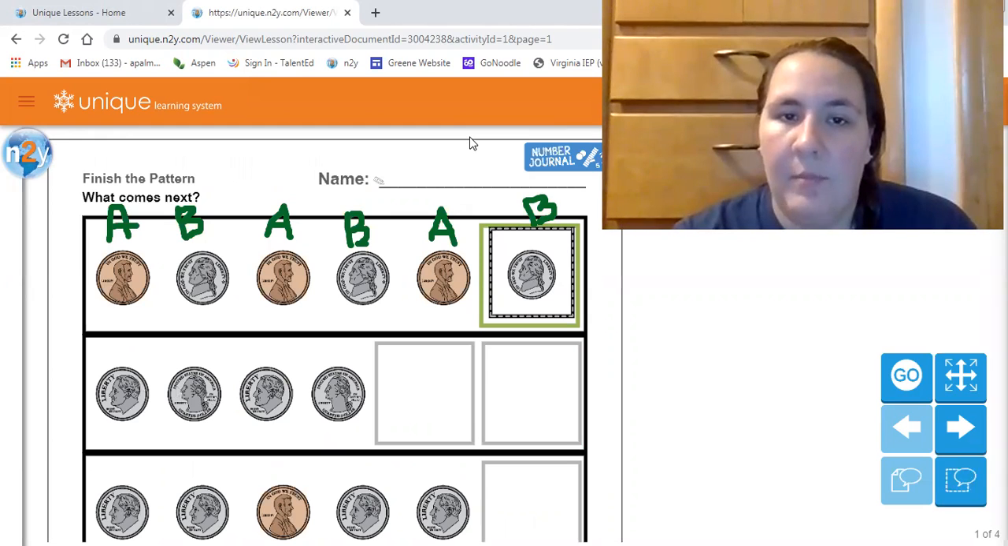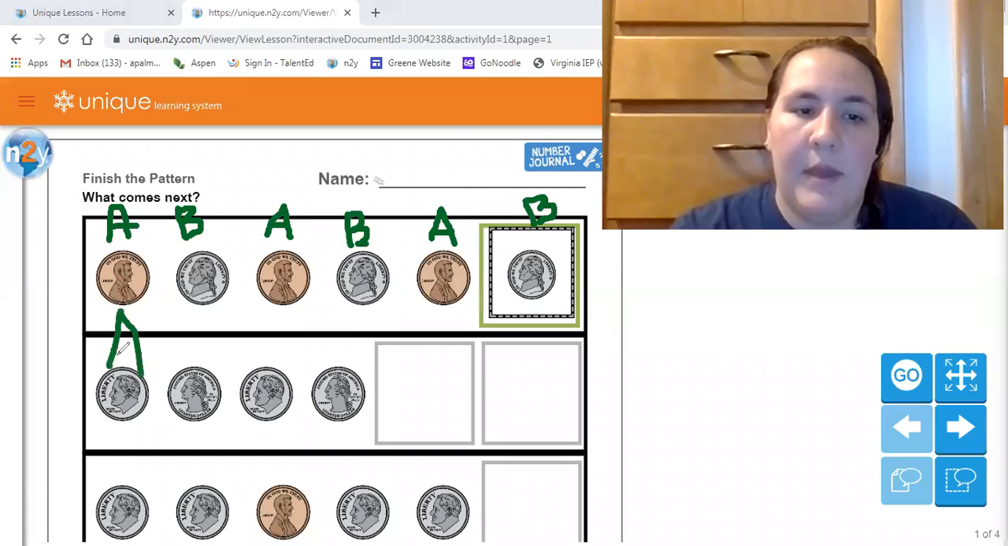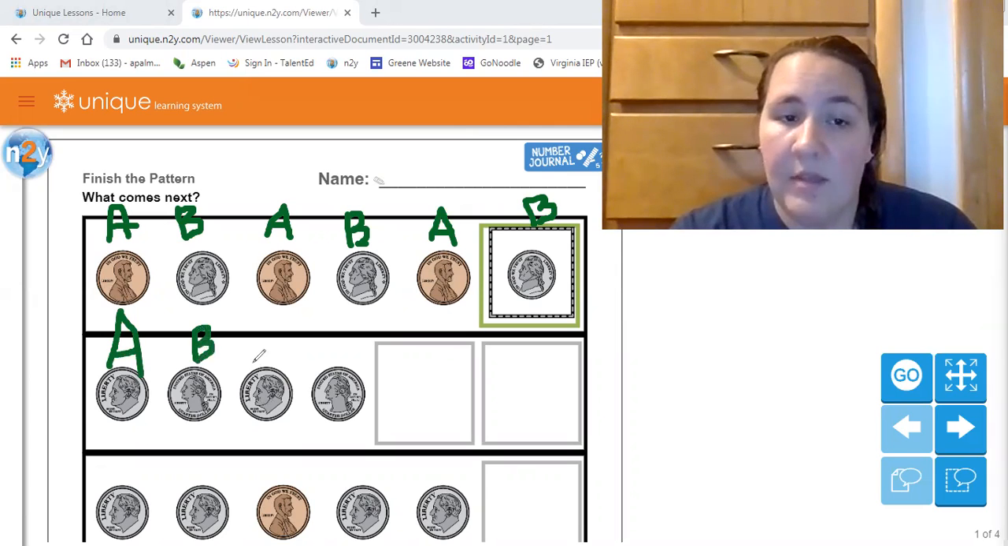So this pattern here is also an A-B pattern. If I were to get my marker, I could see that the dime is my first in my pattern, so that's my A, and then I have a quarter, and then I have a dime again, so I'm going to use the same letter because it's the same shape. So A, B, A, B. What comes next? Good, an A and then a B, right?